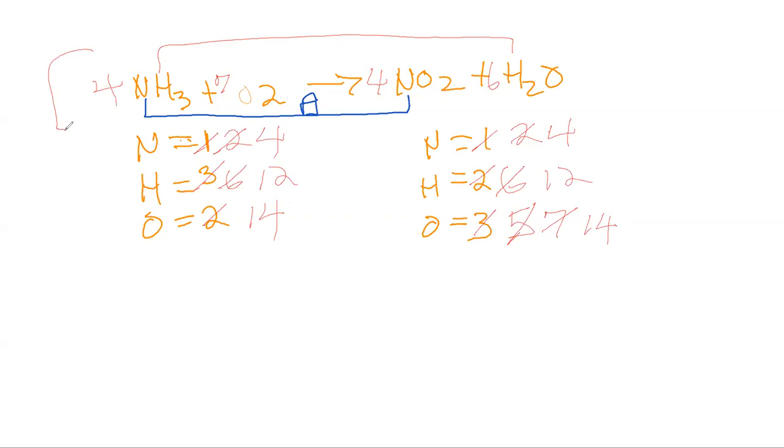We can jump to our next one. This one's going to be HCl plus Ba(OH)2 going to BaCl2 plus H2O. So I list out which ones I have.